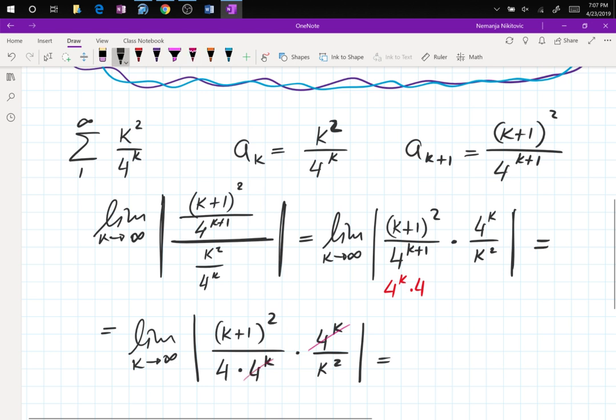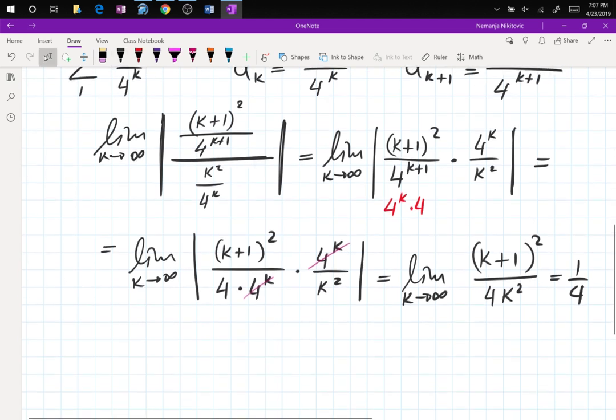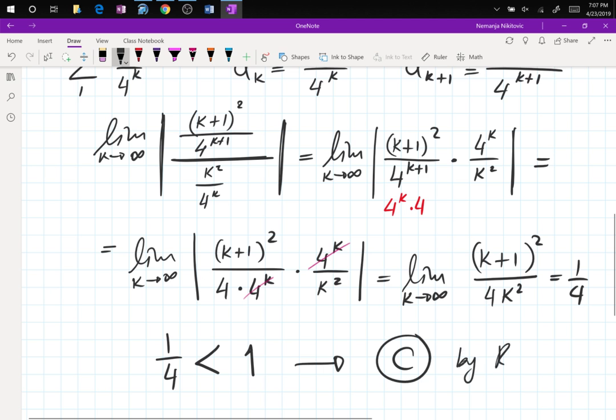And all I have to do is take the limit as k goes to infinity. I can drop the absolute values now, since all of this is positive: (k plus 1) squared divided by 4k squared. I hope all of you see it's 1/4 right away, because you have a k squared over 4k squared. Now, what do I know if the limit is 1/4? 1/4 is smaller than 1, therefore it converges by the ratio test.